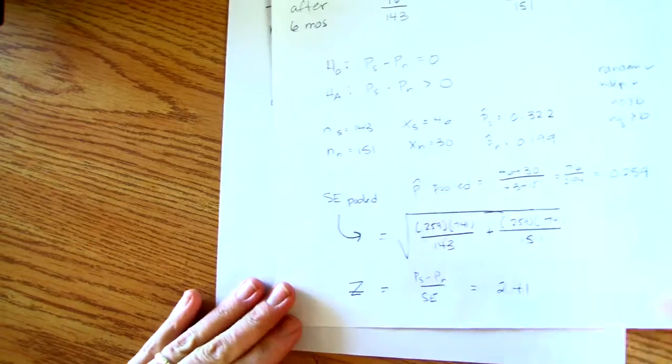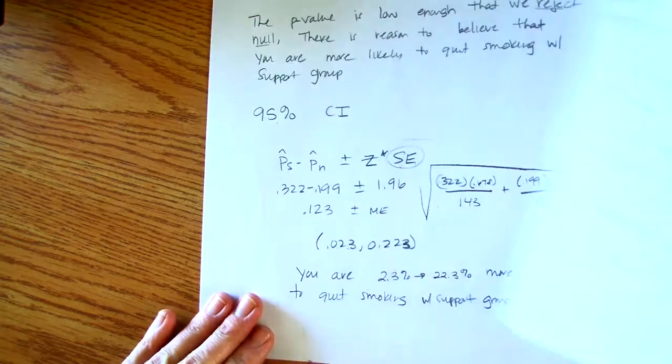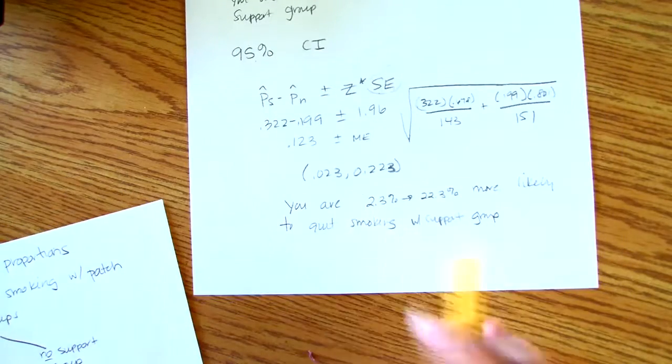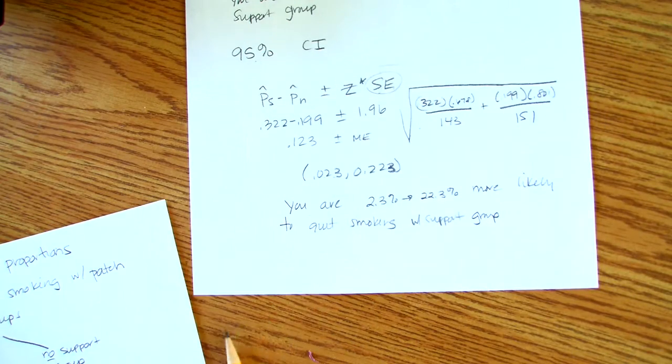For the null, we pool things. For the confidence interval, we look for the difference and interpret it.